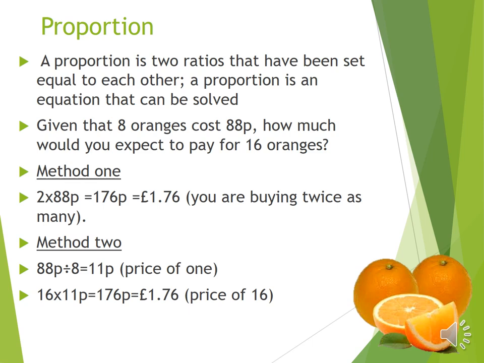Another method: 88 pence divided by 8 is 11 pence for the price of one orange. If you know the price of one orange, then you can find out the price of any amount of oranges. So you want to know how much you're going to be paying for 16 oranges? Well, you know the price of one is 11 pence. So just 16 times 11p is 176p, which is £1.76. So these are two different methods of trying to get to your answer.